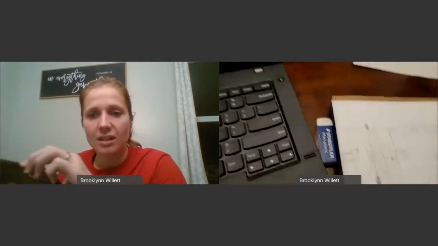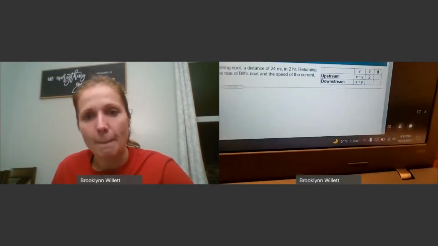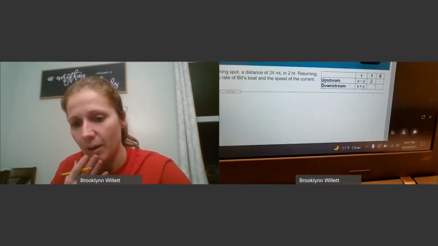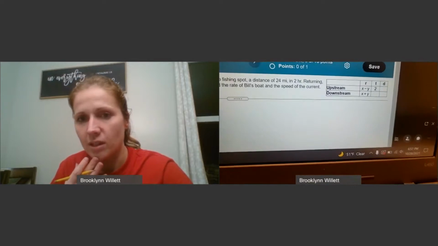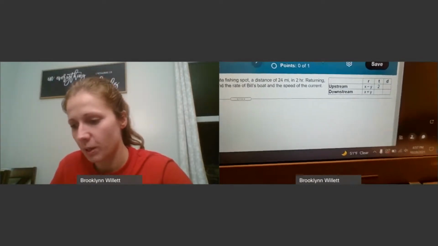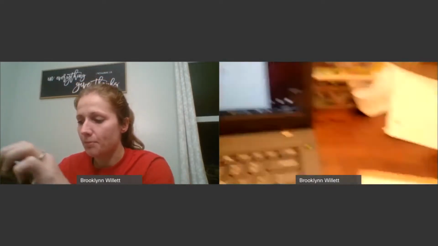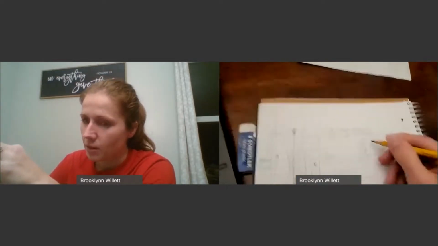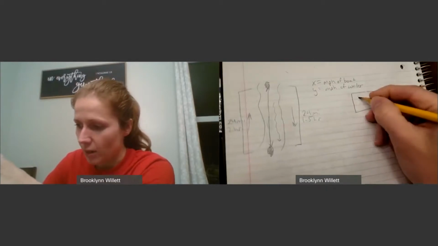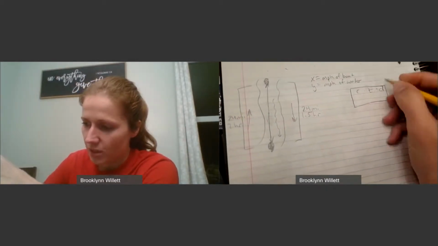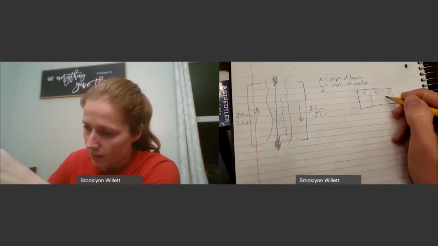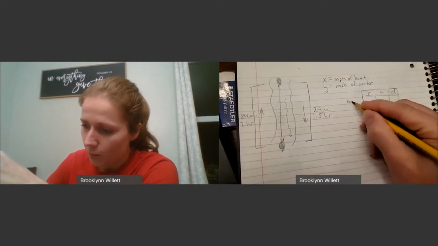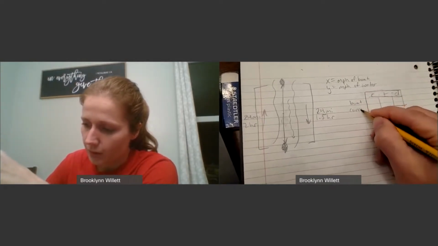Now they did start a table for us. And I would probably encourage you to do that for these types of problems anyway, but you could still use a picture here. So again, we're using the distance, rate, time idea. So rate times time equals total distance. So boat, current.